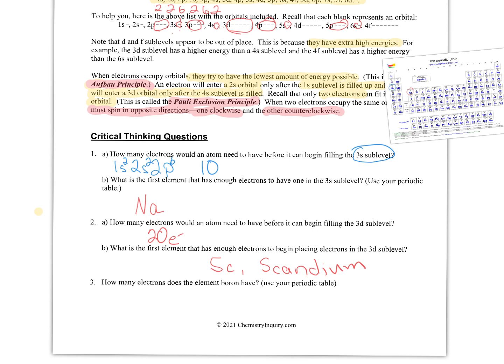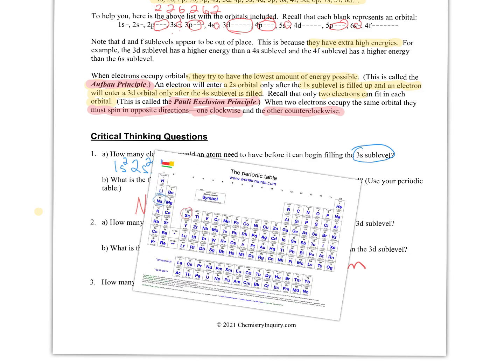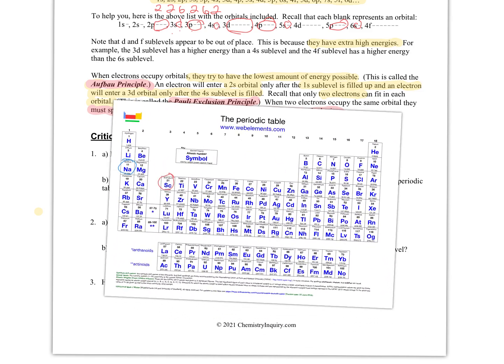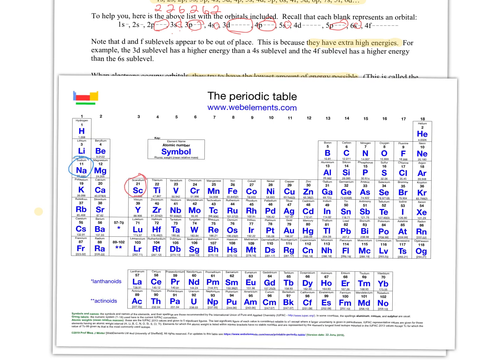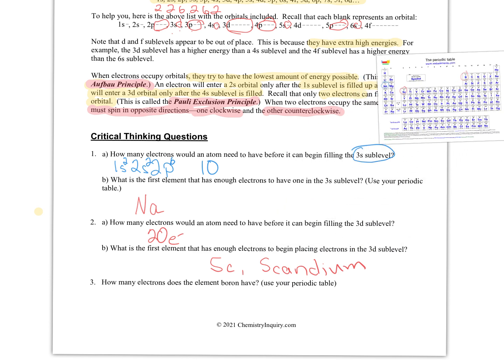How many electrons does the element boron have? All right, so we need to pull our periodic table. So our periodic table is becoming really important at this point. We need it for a lot of things. So when we're looking for boron, it is right here, and it has 5 electrons. That 5 right there is the atomic number, and that's what tells me it has 5 electrons. So the answer is 5.